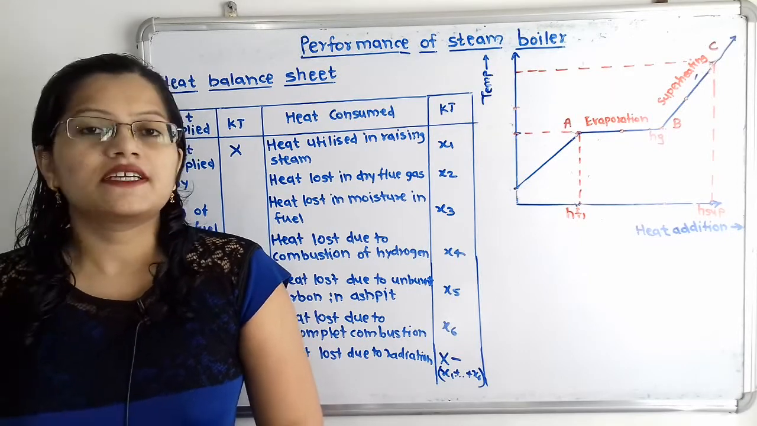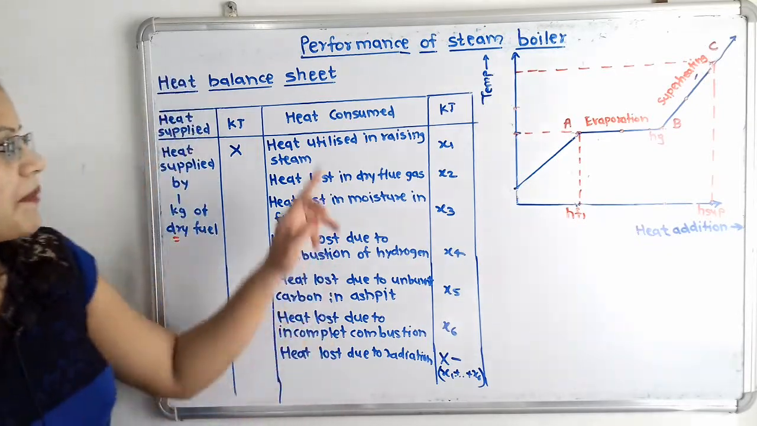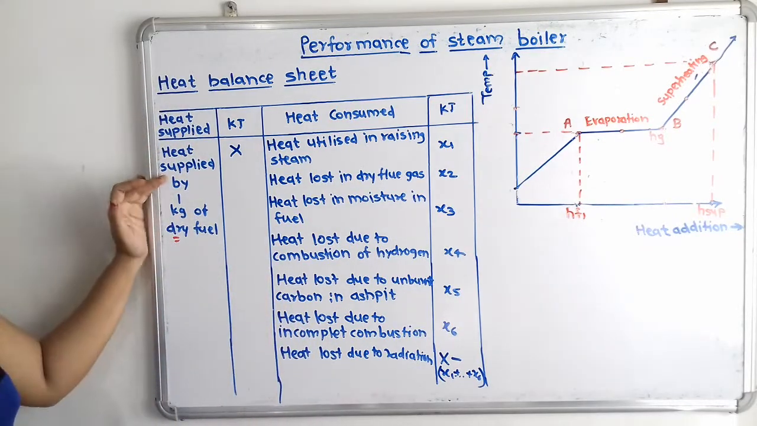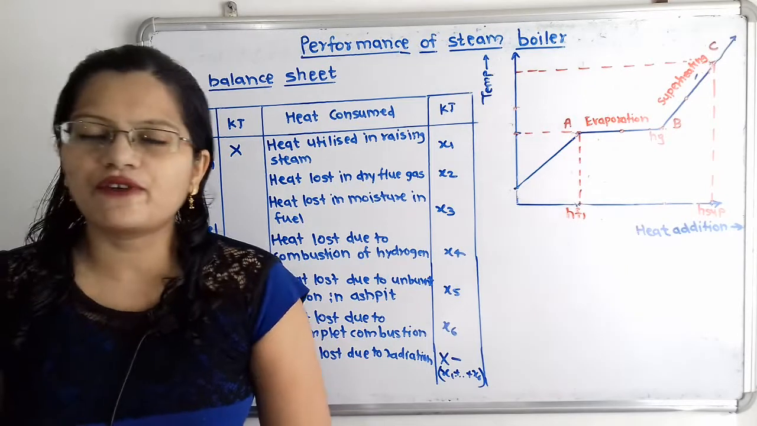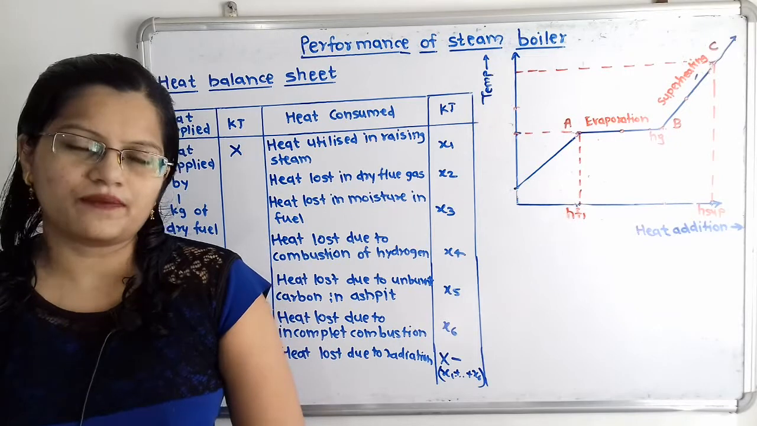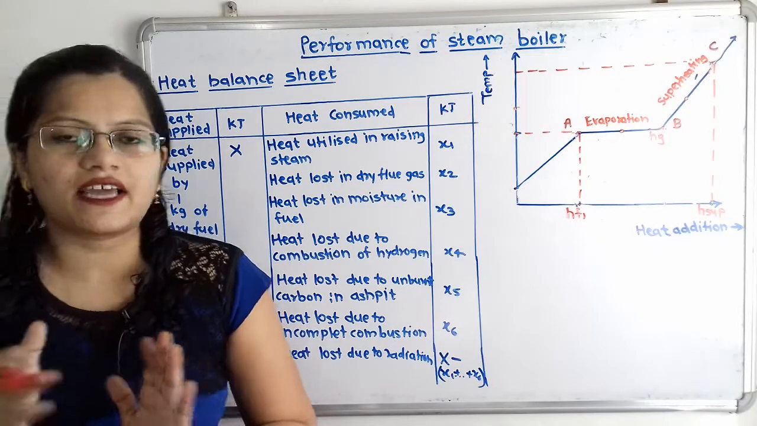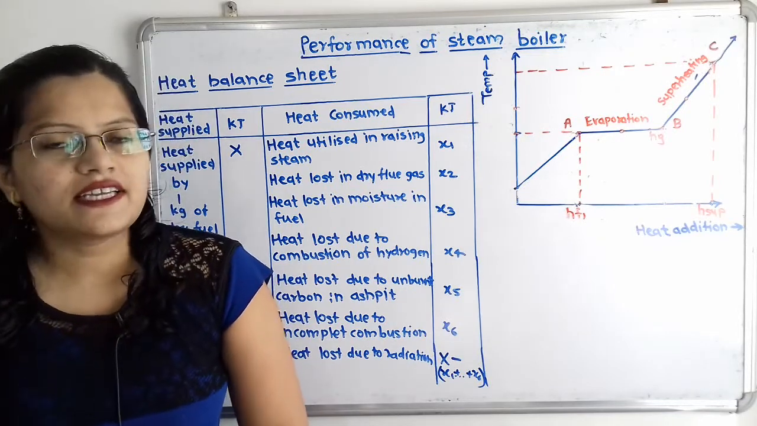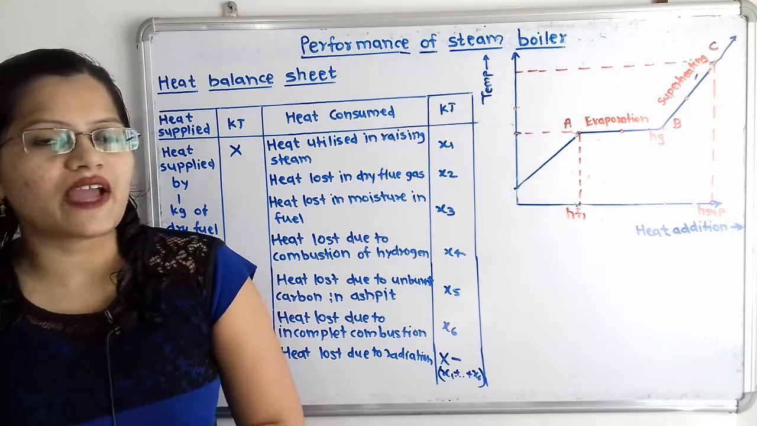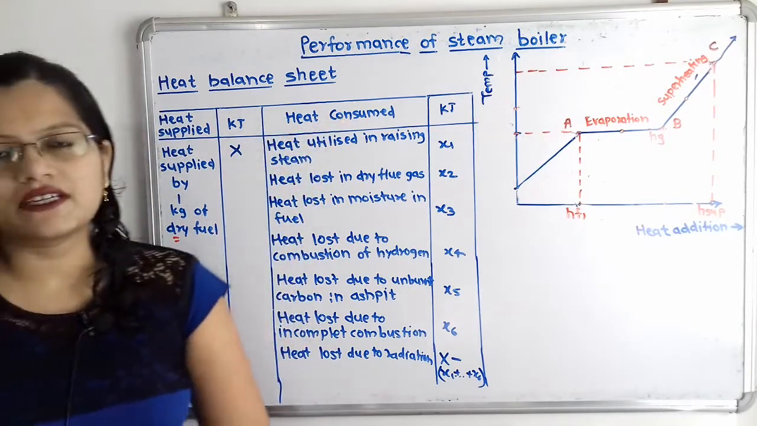In heat balance sheet, heat supplied by 1 kilogram of dry fuel is balanced with the various parameters of the heat consumed. Now if we observe heat supplied by 1 kilogram of dry fuel, that means we should not consider the moisture content in the fuel. So whenever there is moisture present in fuel, then we have to subtract that moisture content. And the heat supplied by 1 kilogram of dry fuel is nothing but the calorific value of the fuel. Now we will understand what are the various parameters of the heat consumed.